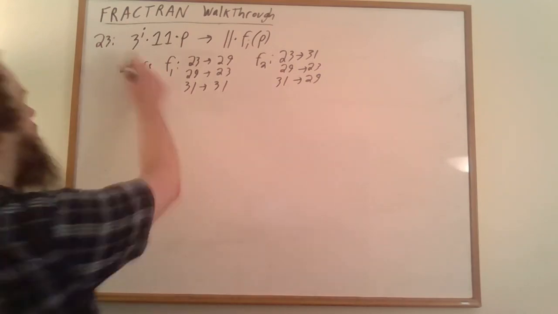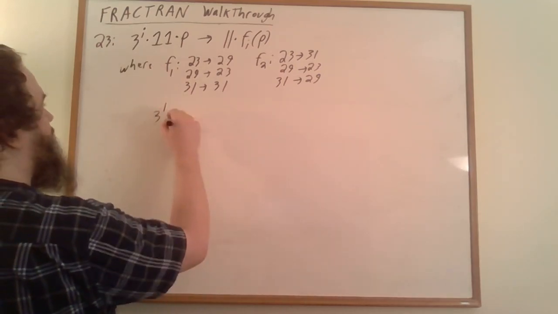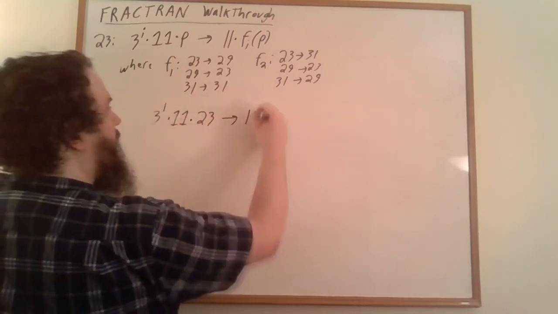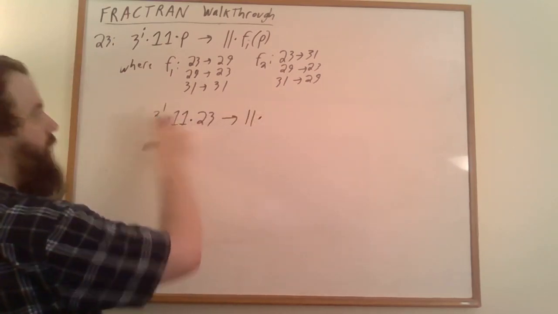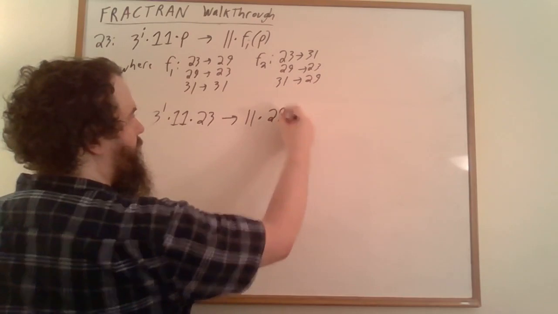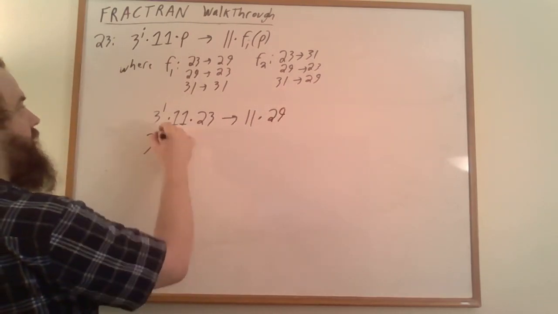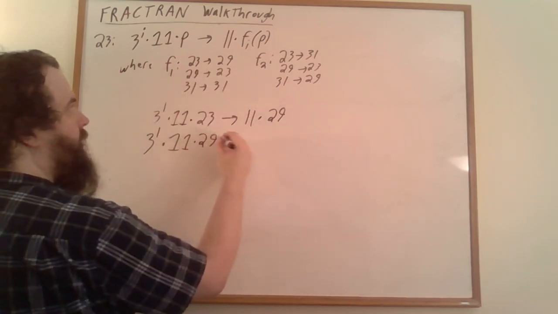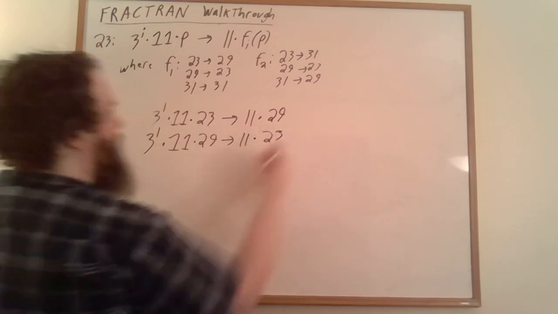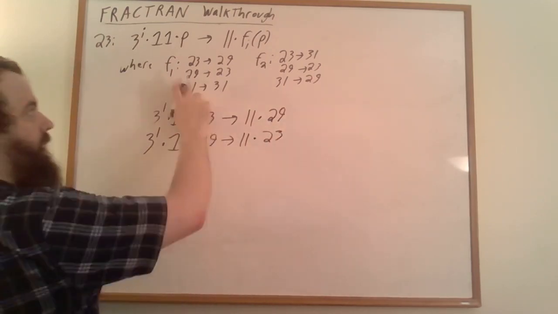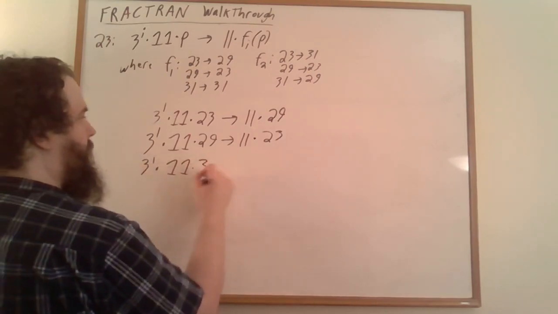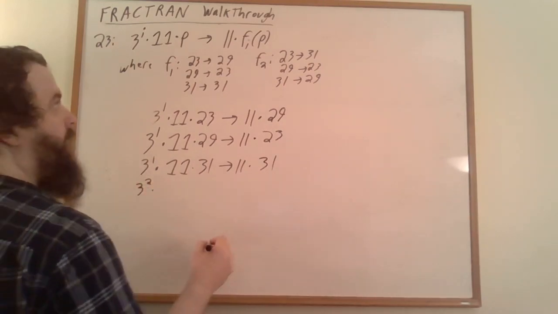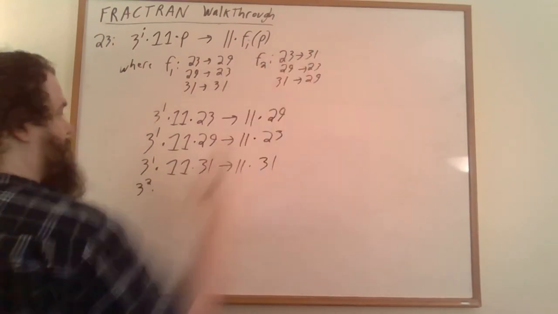We want it to be the case that if we have a 3 to the first times 11 times 23, that becomes 11 times f sub 1 of 23, which is 29. If we have 3 to the 1 and we read a 29, we want to go to 11 times 23, right? F sub 1 of 29 is 23, and F sub 1 of 31 is 31. And then we want F sub 2 is going to turn 23 into 31.